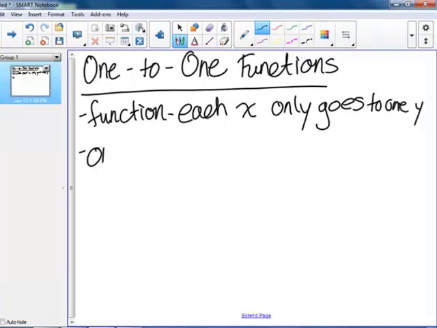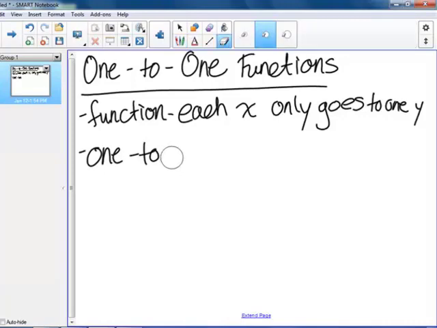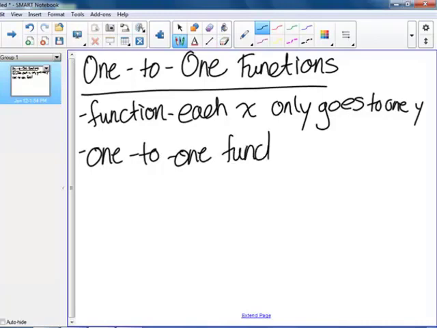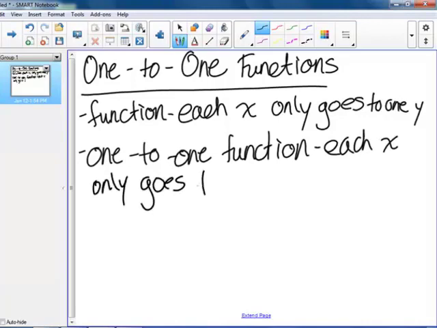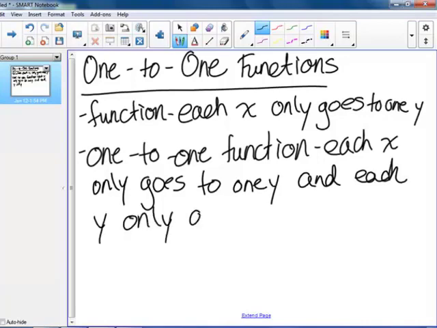So now for something to be a one-to-one function, that still has to be true. Each x only goes to one y, and each y only goes to one x.